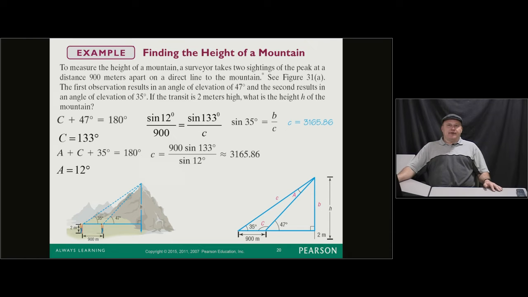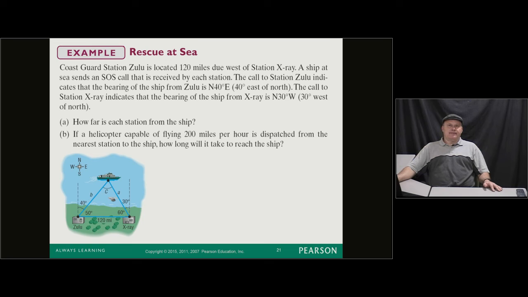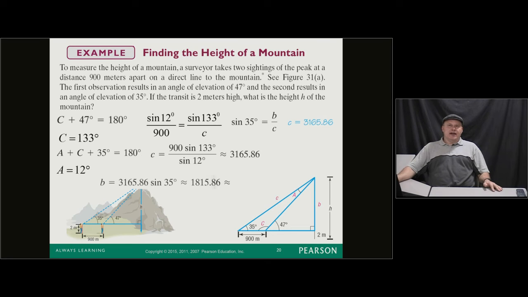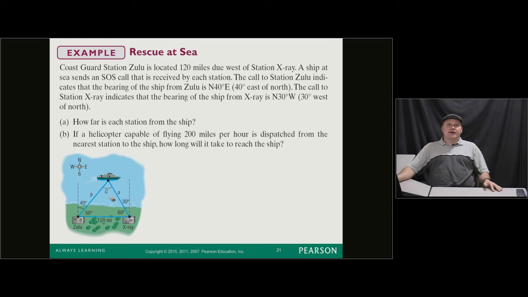Now sine of 35 degrees. This is just a right triangle here. It is B over C. That's the reason we figured out what the C was a while ago. So B is 3,165.86 times the sine of 35 degrees, which is 1,815.86 meters. Okay? So that's approximately what we have here. I believe that finishes up this one, and then we'll look at another example here.